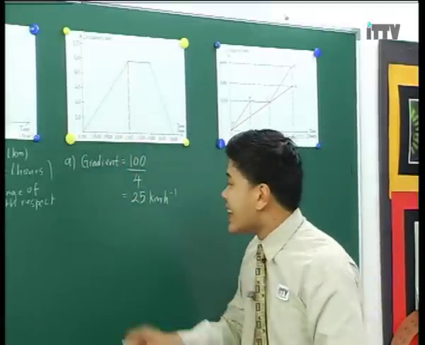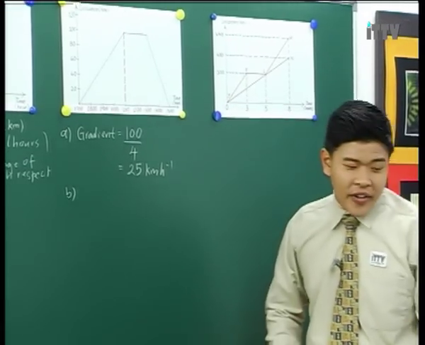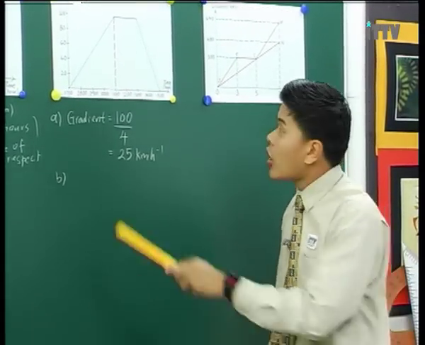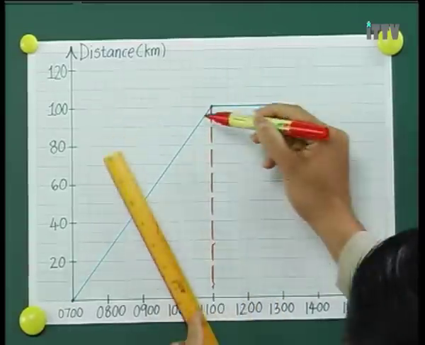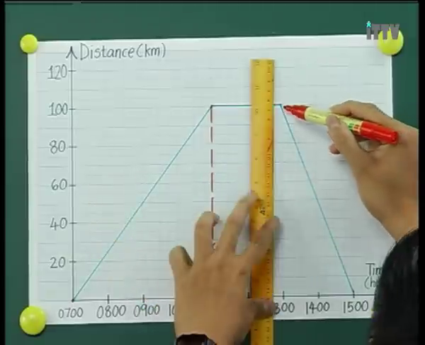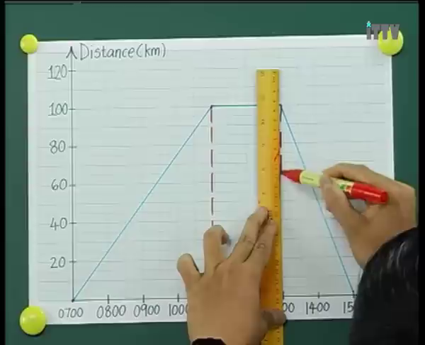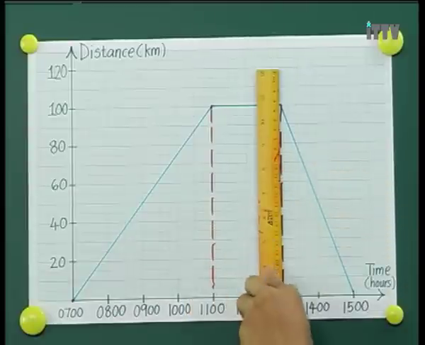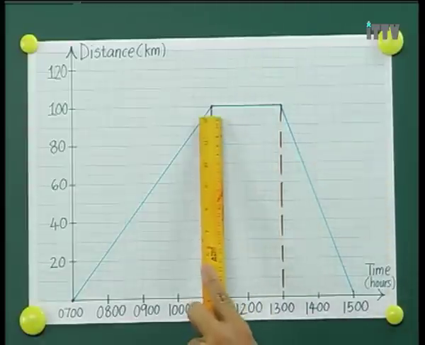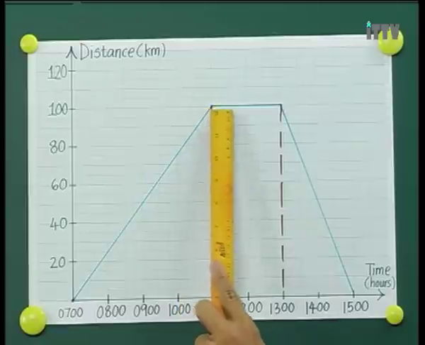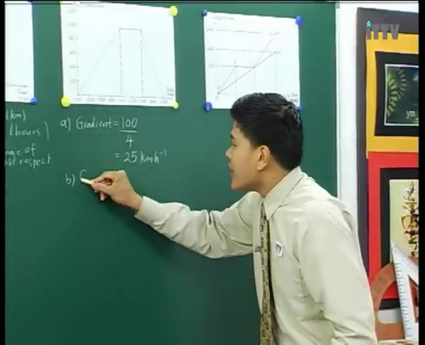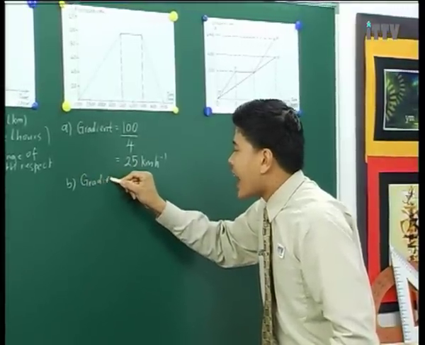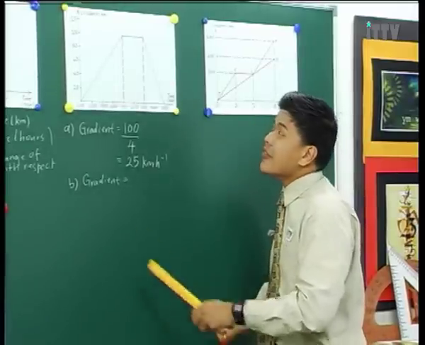Okay, now let's go on to the next one, which is actually finding the speed from 11 o'clock to 1 o'clock or 1300 hours. So what you're going to do is realize that that is the part when the line is actually parallel to the time axis. So let me just draw dotted lines right here. So what is the speed that is taken when this object travels from this point to this point? Same thing. What is actually speed in a distance time graph? It is the gradient.